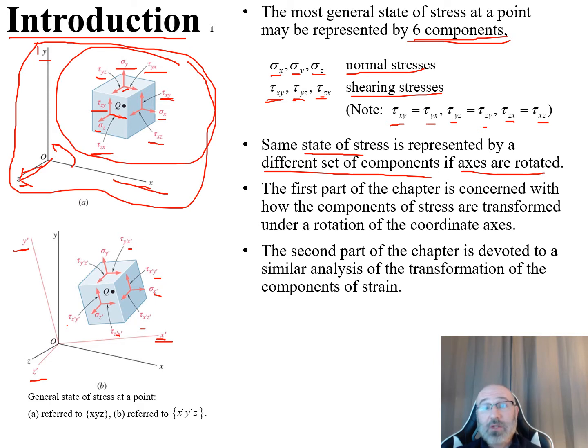So now the first part of this module and the first part of this chapter are going to be concerned with how the components of stress are going to be transformed under a rotation of the coordinate axis. This is something that we're going to need to understand, how we're going to do that rotation, how it's going to affect those components. Whereas the second part of the chapter is then going to be devoted to a similar analysis, but now we're taking a look at the transformation of the components of our strain.